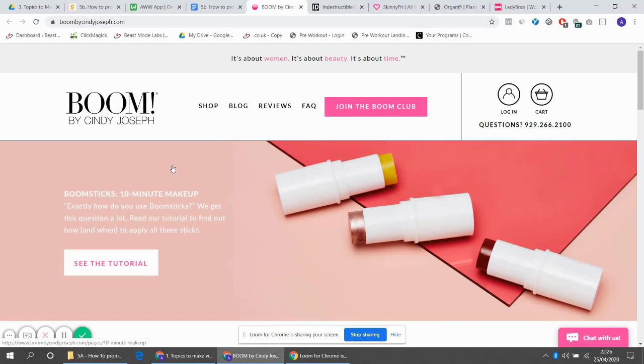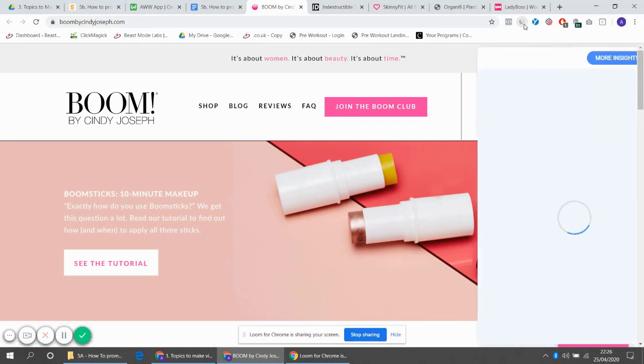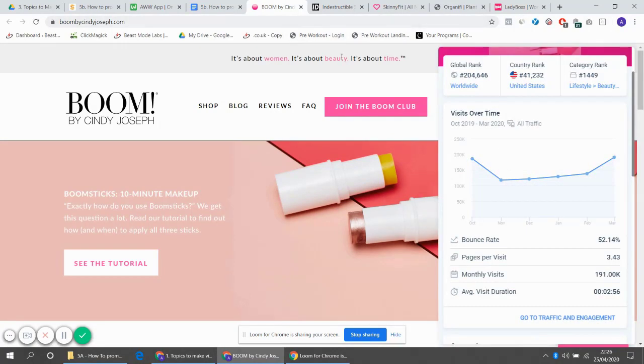So here is a website that sells cosmetics, and their visitors per month are around 200,000 at this moment. They are selling cosmetics with Google and Facebook, but they have a slightly different structure when it comes to marketing on Google and when it comes to marketing on Facebook. So this is a good example.